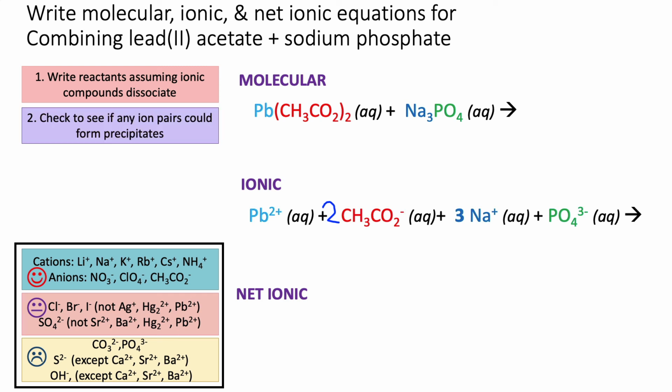Now we're going to check and see if any ion pairs could form precipitates. And again, we're going to look at what wants to stay in solution. That's always the easiest way. That would be sodium and acetate. Now, if you look at lead and phosphate, well, phosphate is definitely one of the frowny face anions, so that's going to precipitate. We need to write our precipitate as a solid on the product side. We have a +2 cation and a -3 phosphate.